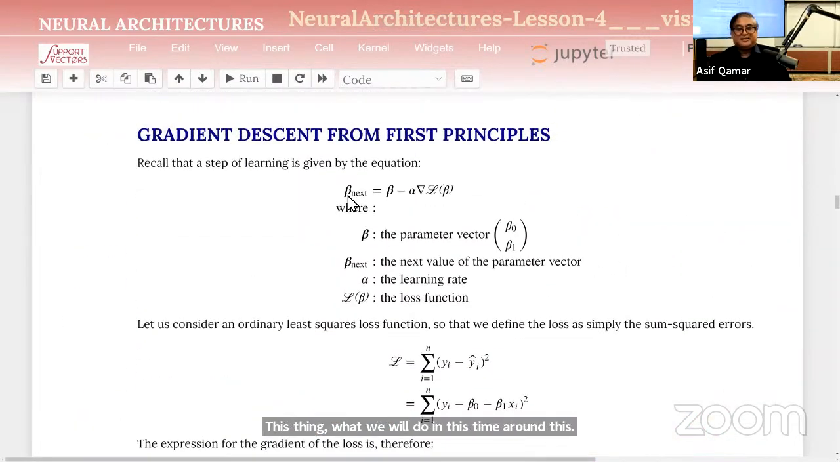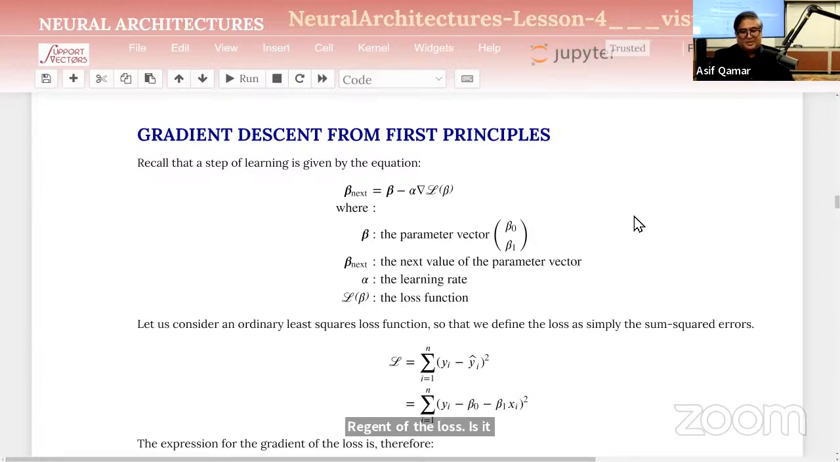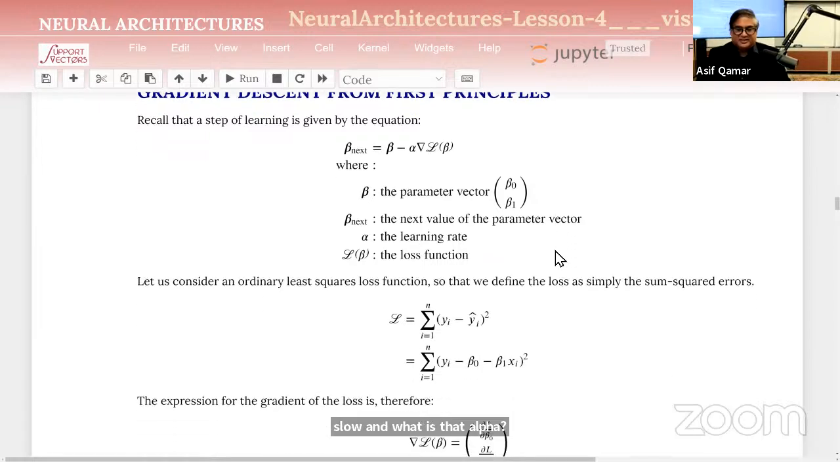What we will do this time around is compute the gradient. This is what we want to do. The next value of beta is the previous value of beta minus alpha times the gradient of the loss. Is it making sense, guys? Right? It's totally making sense. What are the parameters? Slope and intercept. Beta naught is the intercept. Beta 1 is the slope. And what is that alpha? It is the tiny step that the ant can take. The learning rate, right?